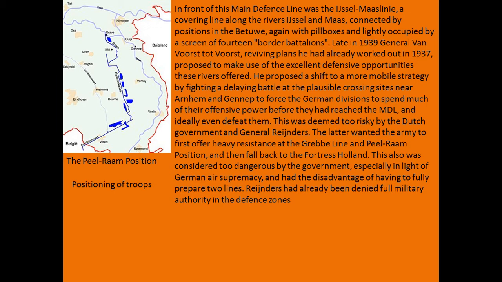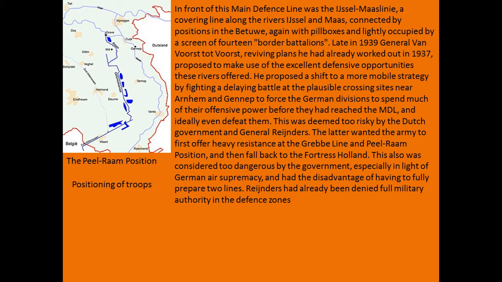This was deemed too risky by the Dutch government and General Reijnders. The latter wanted the army to first offer heavy resistance at the Grebbe Line and the Peel-Raam position, and here's the Peel-Raam position, and then fall back to Fortress Holland. This also was considered too dangerous by the government, especially in light of German air supremacy, and had the disadvantage of having to fully prepare two lines. Reijnders had already been denied full military authority in the defense zones. And here you can see to the left the Peel-Raam position and the positioning of troops here.